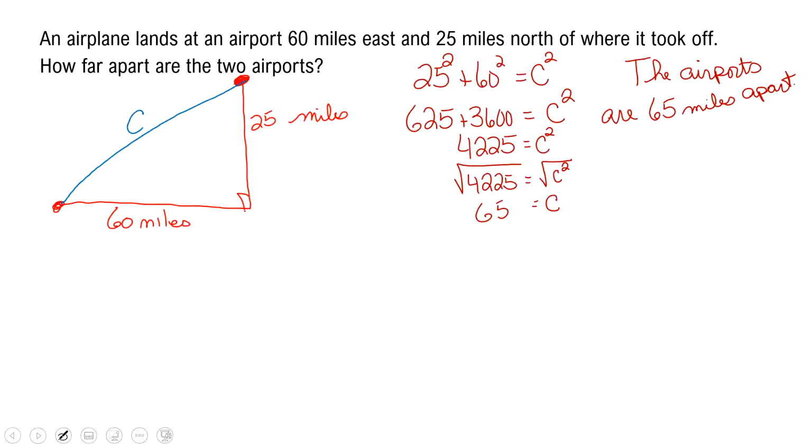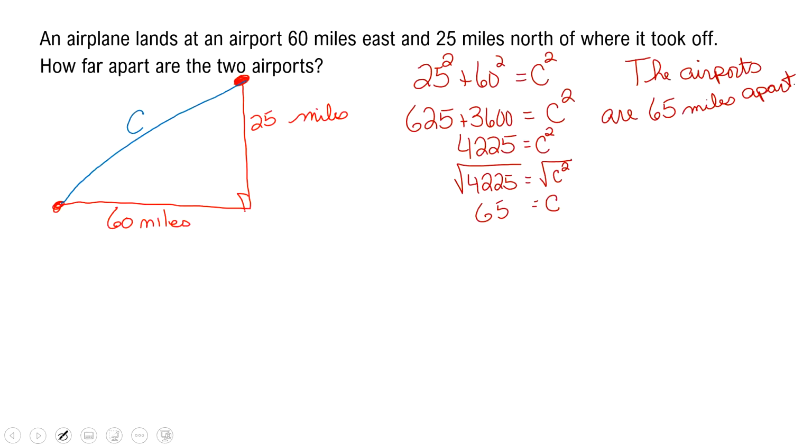So I was looking for C, which was the hypotenuse. Plug stuff into the Pythagorean theorem. 25 squared plus 60 squared is going to equal my C squared. Go now, find out that, hey, C equaled 65. So the airports are 65 miles apart.